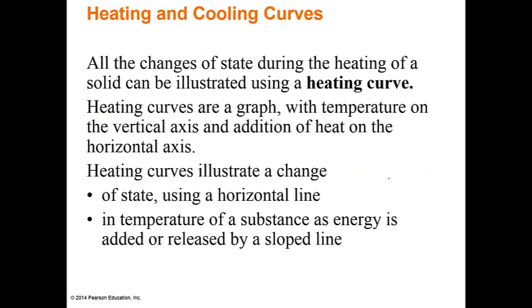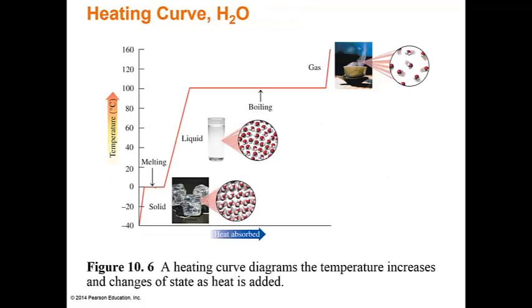All the changes, say, during the heating of a solid can be illustrated by a heating curve. Heating curves are a graph with the temperature on the vertical axis and addition of heat on the horizontal axis. Heating curves illustrate the change of state. So if we look at this, we've got these plateaus here. That's a change in state of matter. Then temperature is increasing, so the molecules are bouncing more and more. Then we hit 100 degrees. We go into the gaseous state and then above gas, okay? So these are all rises, and the plateaus are changes of state, okay?